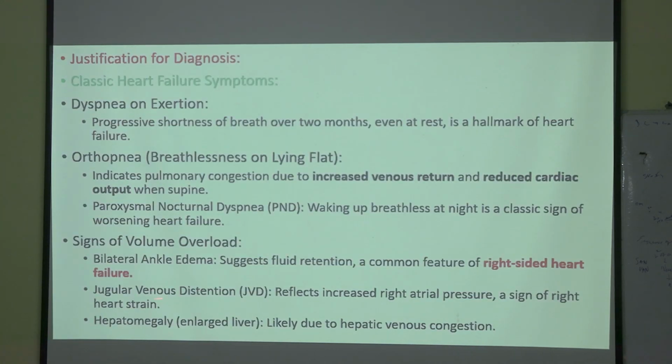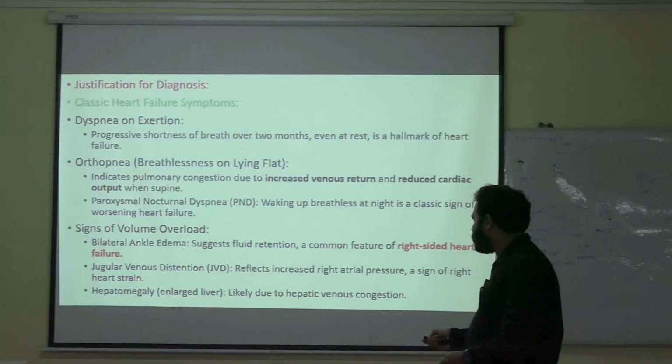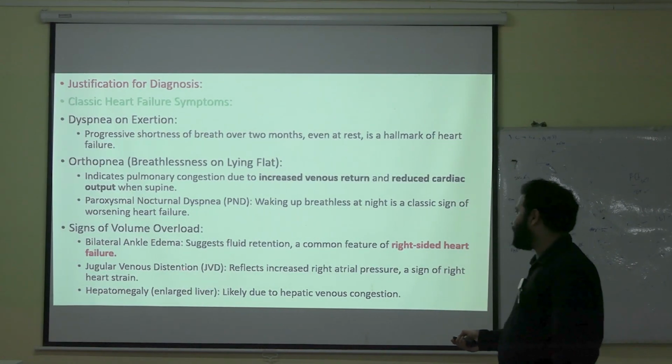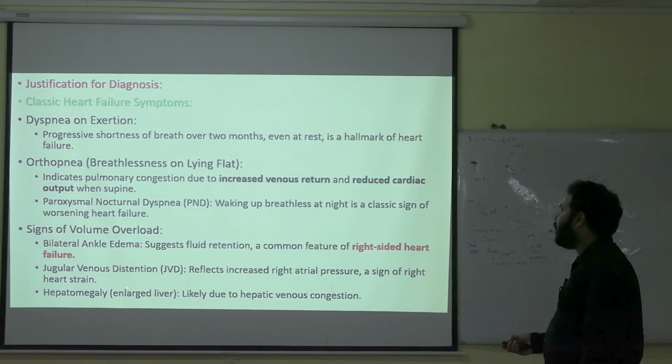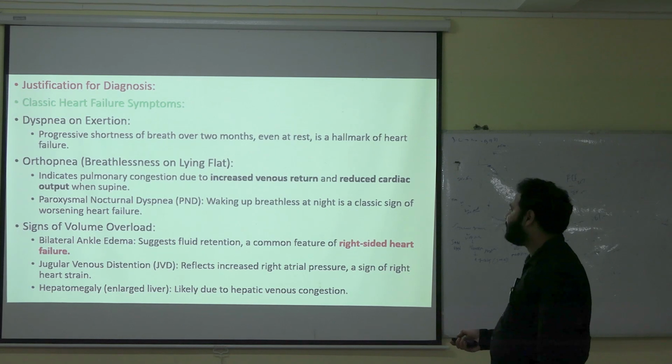See, jugular venous distension reflects increased right atrial pressure, which is a sign of right heart strain. Due to the strain on the heart, there is a high chance of heart failure. Clear? So jugular venous distension is another important classical feature of heart failure.